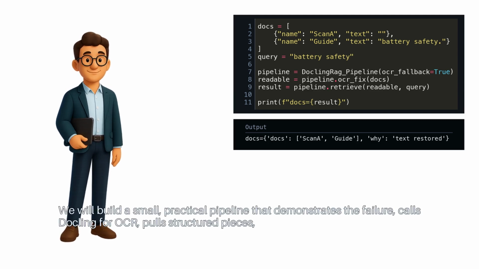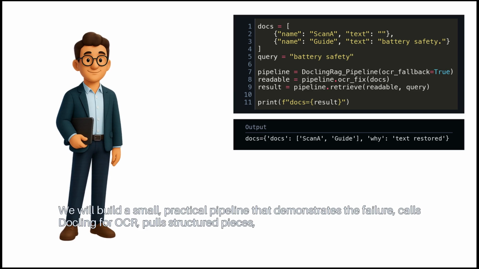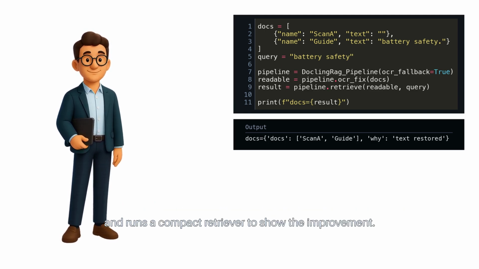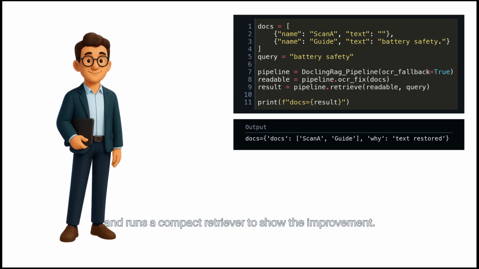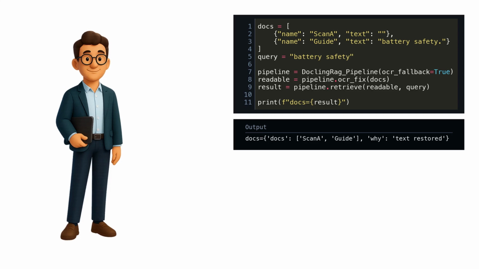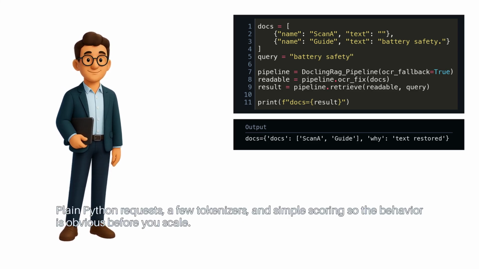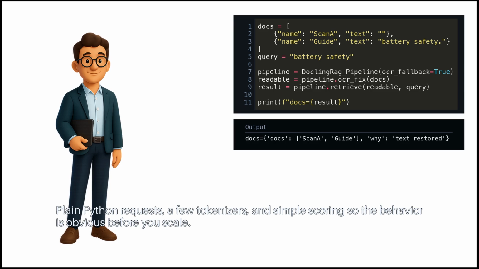precisely. We will build a small, practical pipeline that demonstrates the failure, calls Docling for OCR, pulls structured pieces, and runs a compact retriever to show the improvement. Nothing heavy. Plain Python requests, a few tokenizers, and simple scoring, so the behavior is obvious before you scale.